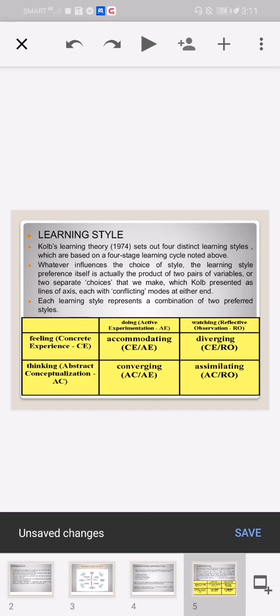Next is the diverging. It is the combination of feeling and watching. These people are able to look at things from different perspectives. They are sensitive. They prefer to watch rather than do, tending to gather information and use imagination to solve problems. They are best at viewing concrete situations from several different viewpoints. Kolb called this style diverging because these people perform better in situations that require idea generation.